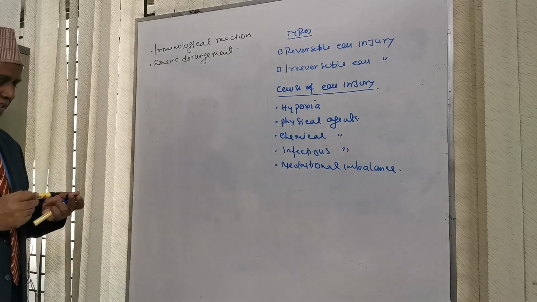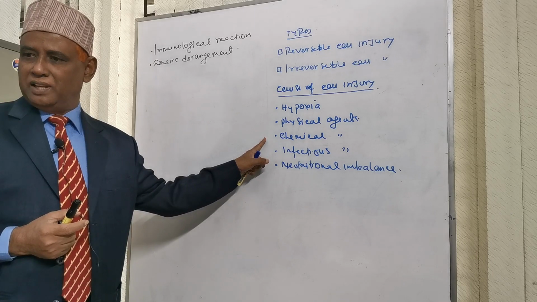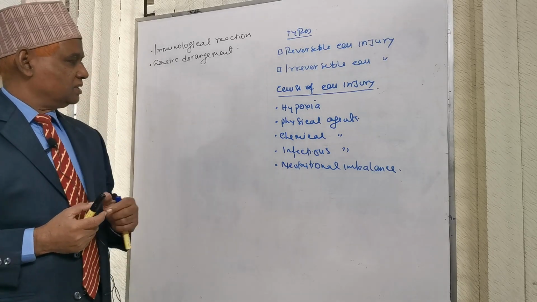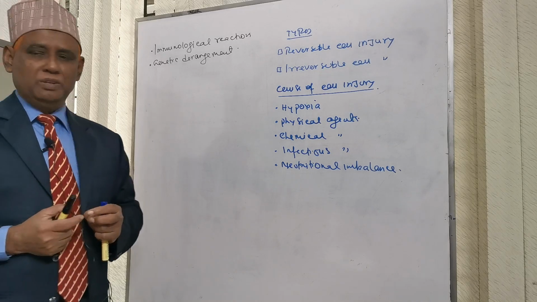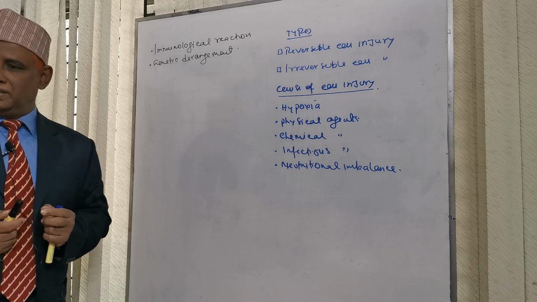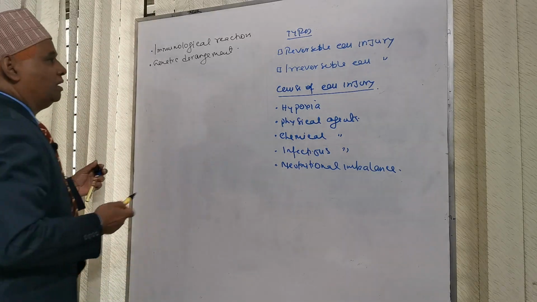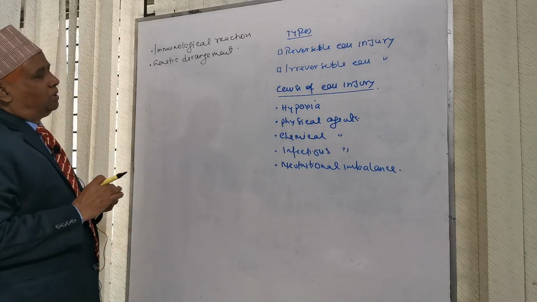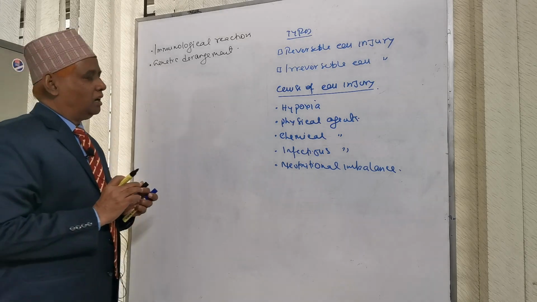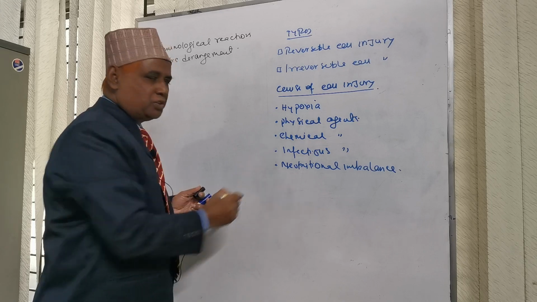In the previous lecture, I have told you these are the stimuli that can stimulate the cell. This is also the cause of cell injury. So hypoxia, physical agents, chemical agents, infectious agents, nutritional imbalance, immunological reactions, genetic derangements, these are the causes of cell injury. Now come to reversible cell injury. Before that, I want to know, these are the causes of cell injury.